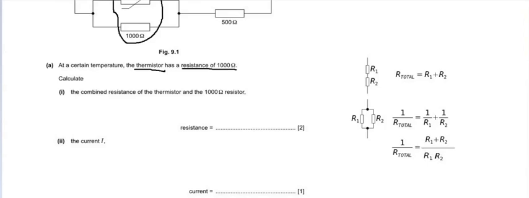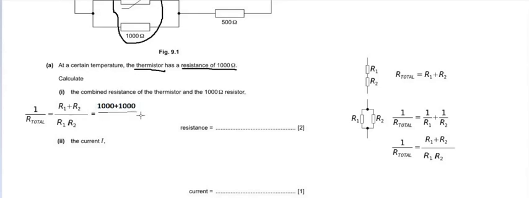So we have to use this second formula because our combination is a parallel combination. Both of the resistors are parallel resistors, so I can use this formula. This is equal to, I can write over here, 1000 for this resistor and 1000 for the thermistor. Both have the same amount of resistance, and you can use this.